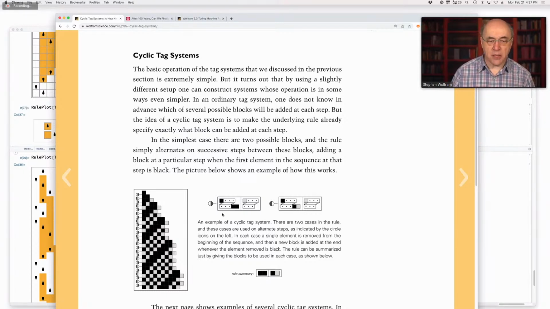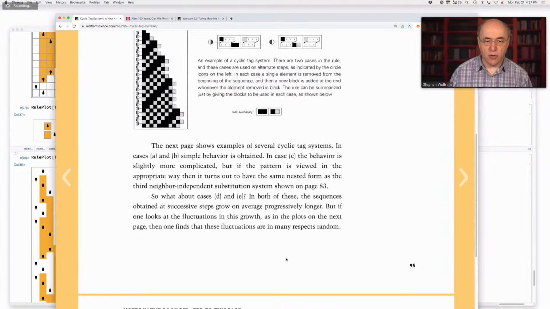If there's a black cell at the beginning, then at the even numbered steps in this particular case, you add 1, 1. In the odd numbered steps, you add 1, 0. So the only thing you need to know is, are you going to add or not? If there's a black cell in front, you add, and if there's not, you don't. So that's all you need.